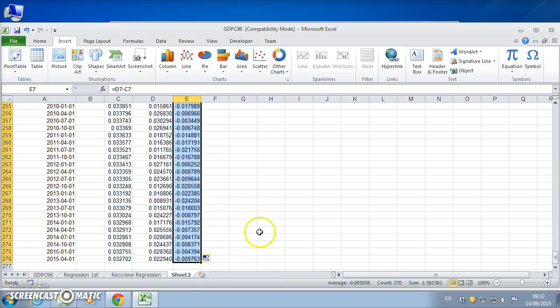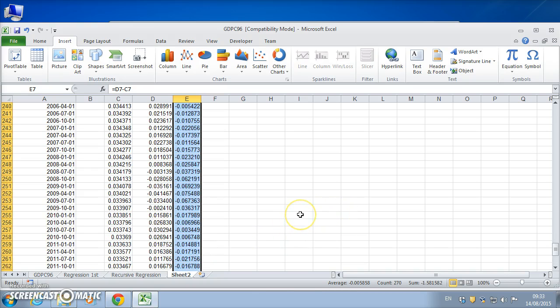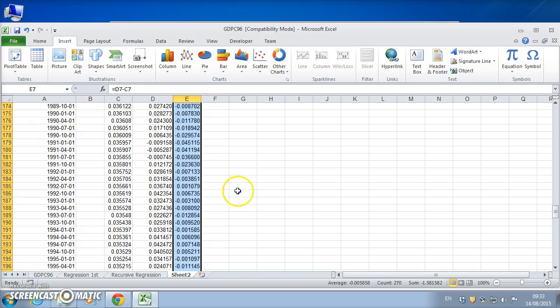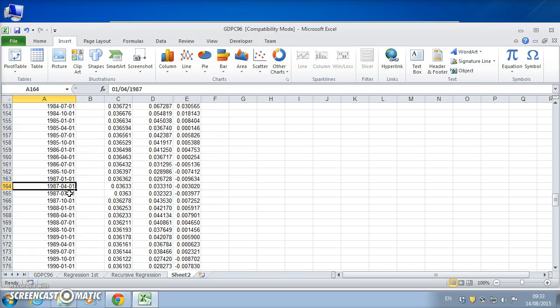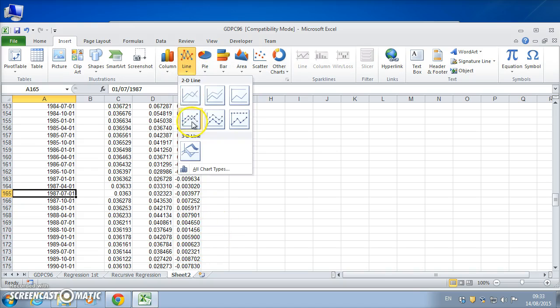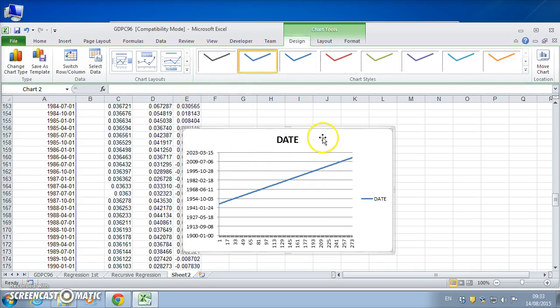And then we could graph the entire period, but because we have such a lot of data points, it might be interesting just initially to look at the Greenspan period, and the Greenspan period stemmed from 87. So we'll take the second last quarter of 87 all the way through. So let's do a line just to visualize.